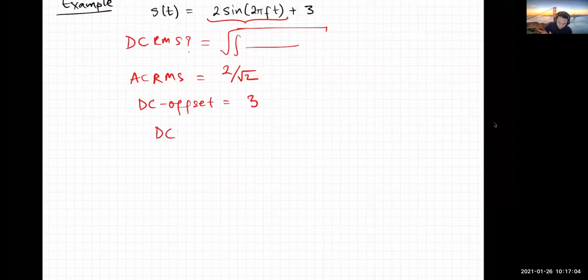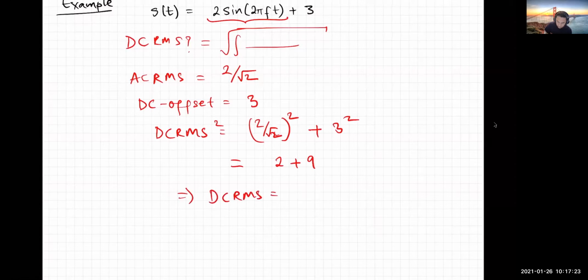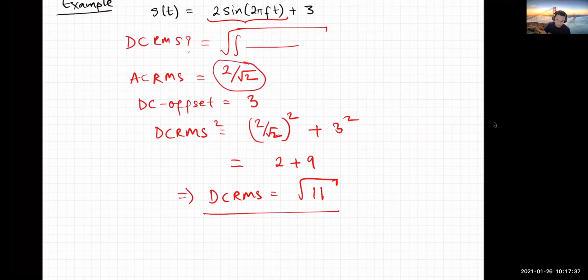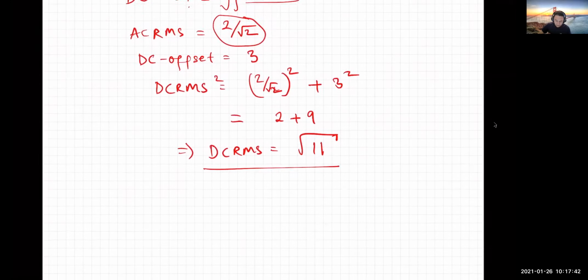And so then the DC RMS squared is the AC RMS squared, 2 over square root of 2 squared, plus 3 squared. So this would be 2 plus 9, which means that DC RMS is equal to square root of 11. This is how you would calculate the DC RMS for a signal. No integrals required. You just have to know that for a sine wave, the AC RMS is the amplitude over square root of 2. Any questions so far?